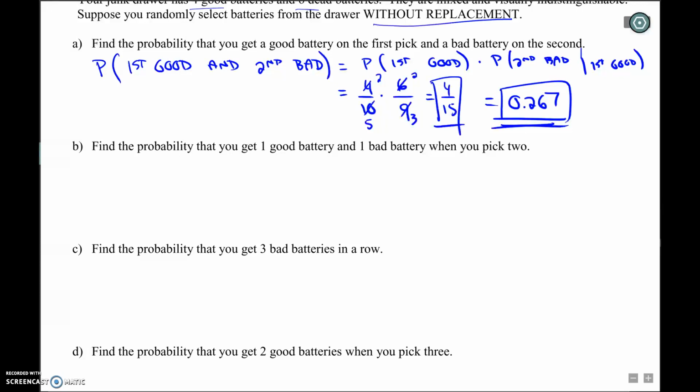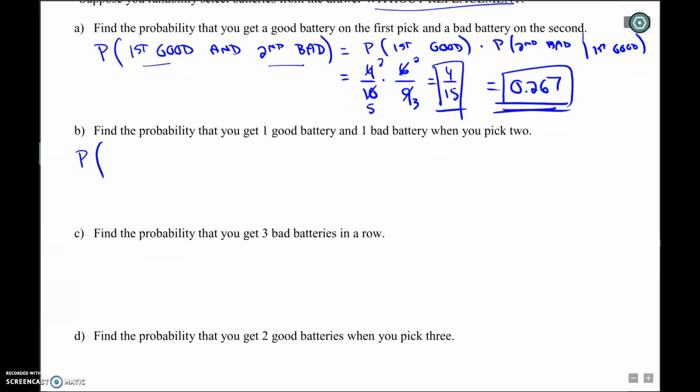Regardless, for the next one, so this is a probability. There's 2 ways that we can get a good and 1 bad. We can get a good first and a bad second, which we just calculated, or we could get a bad first and a good second. So this is a combination of an "and," which is a multiplication problem, and an "or," which is an addition. So I'm going to say first good and second bad, or first bad and second good.